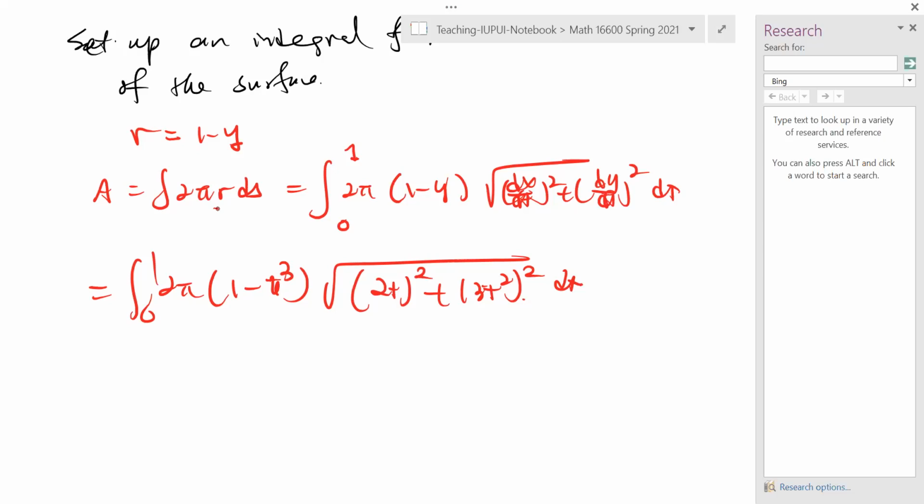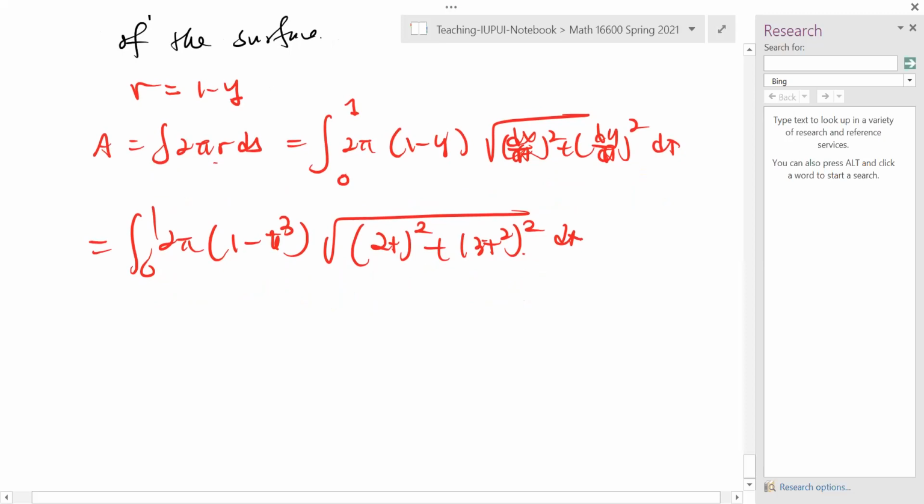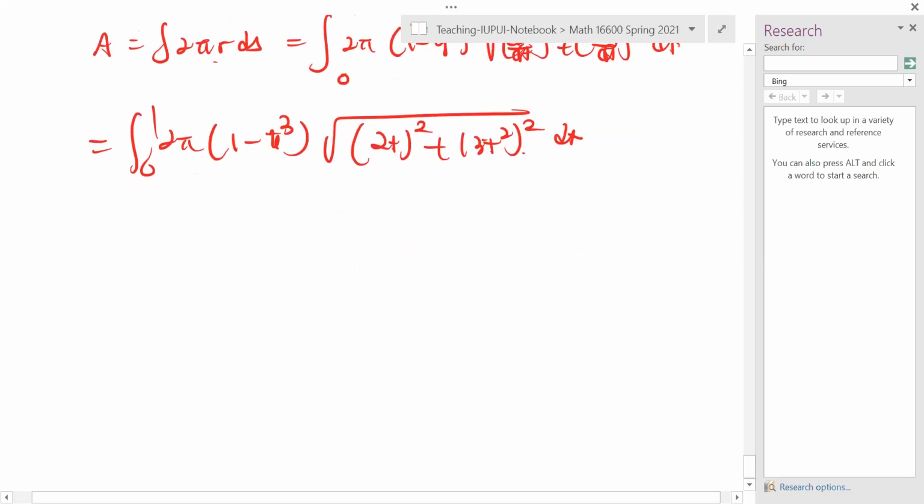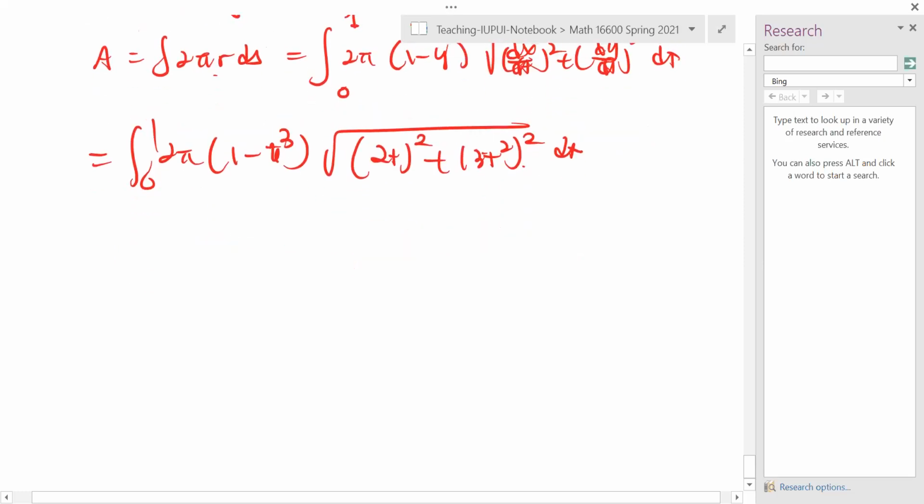Right, so are we able to evaluate the integral? Maybe, maybe not. Okay. Here we just want to set up the integral, so we don't need to spend time evaluating it.